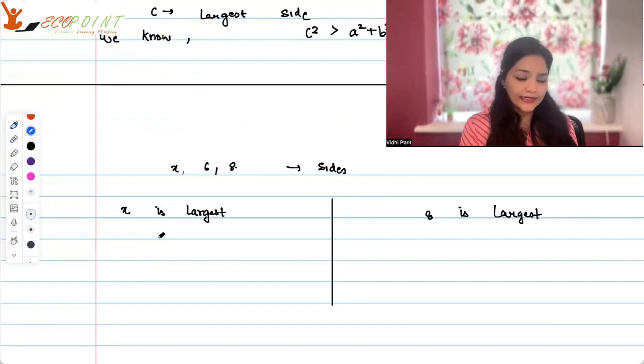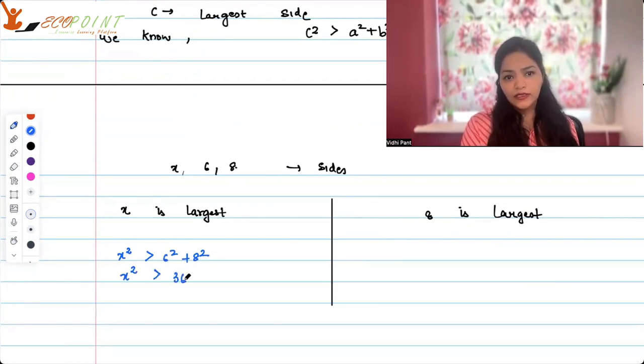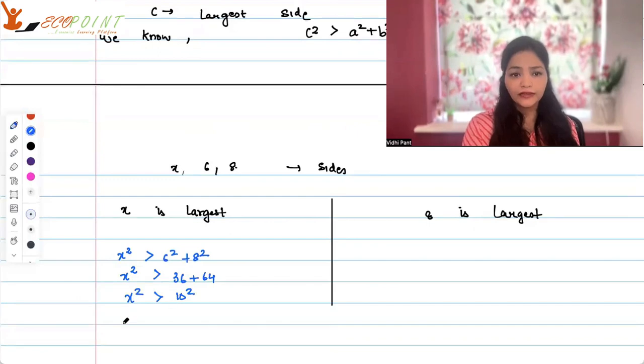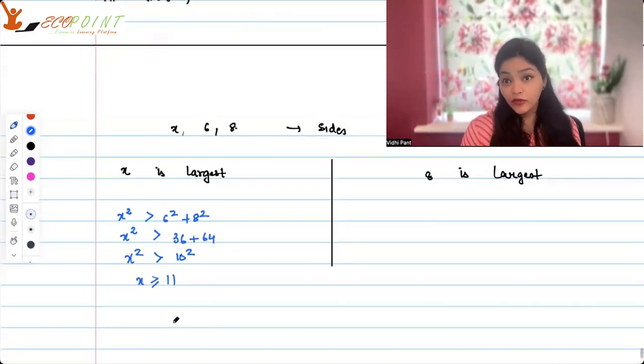So in case x is largest, we would know that x square is greater than 6 square plus 8 square. In other words, x square is greater than 36 plus 64, and that means 10 square, because that will give you 100. So x square is greater than 10 square, right? Then x has to be greater than or equal to 11. That's in terms of integer, that's the only possibility.